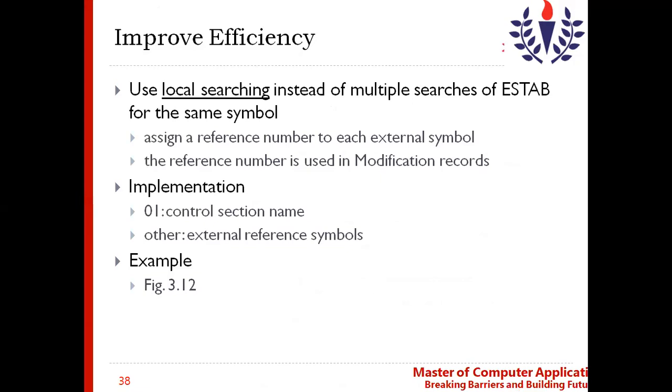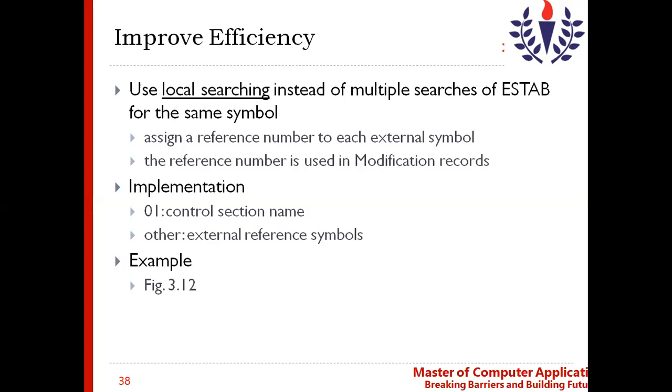In order to search the ES tab, normally we use the symbol name for searching the ES tab for any external symbol, because in the ES tab we have the symbol with the corresponding address. As you could see in the pass two algorithm, we were searching not only in pass two, even in pass one we were searching in order to make an entry into the ES tab.